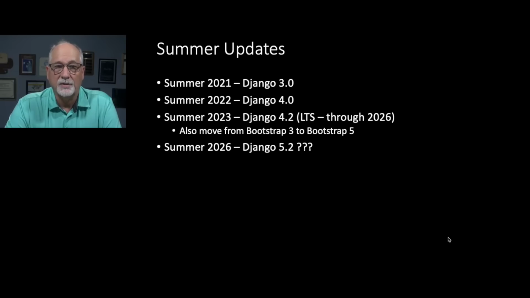Now the nice thing about it is the .2 releases of Django, they tend to support them longer. So I should be able to have this Django 4.2 working until 2026, and then maybe in 2026 I will be able to go to Django 5.2, which is the next long-term support version of Django. It's nice to keep you up to date, keep you using later versions of Django. The other thing I did this summer is I moved from Bootstrap 3 to Bootstrap 5.